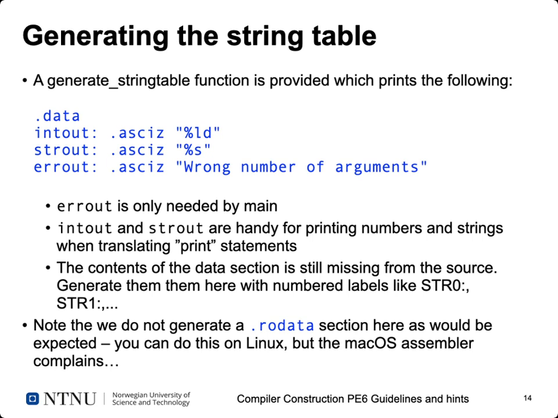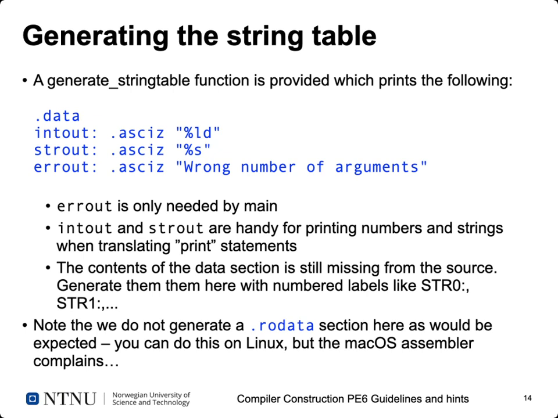So we also provide a generate string table function, which already prints a very simple string table that contains 3 entries in the data segment. The first one is just a format string for integer output, which has the string of %ld. This is a format string used for printf in libc to print a long decimal integer number, so essentially an 8-byte, 64-bit integer number. We have another format string, str_out, which is the format string for printing a string, %s.